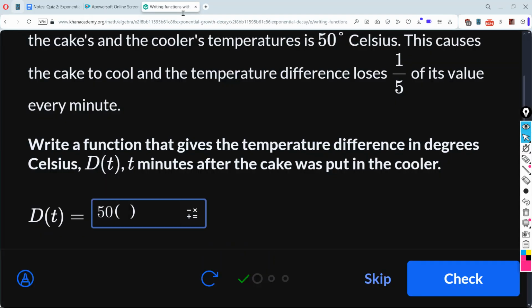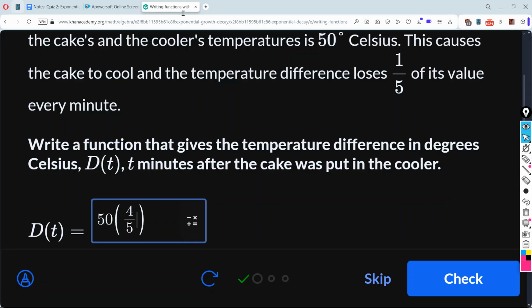All right, 50 parentheses 4/5, hit tab, close parentheses, and shift 6 for the exponent. The exponent is t. 50 times 4/5 to the t.